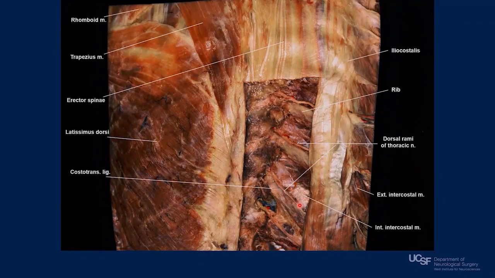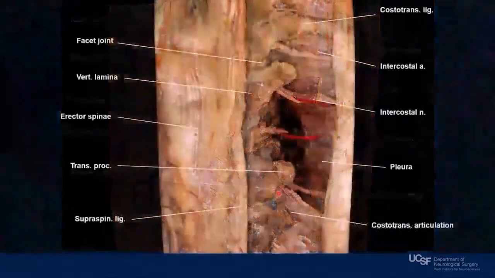observe the intercostal muscles that are muscles that help with respiratory function. We can again identify the costotransverse ligament. It's a ligament that lies just at the joint between the anterior portion of the transverse process and the posterior portion of the body of the rib.